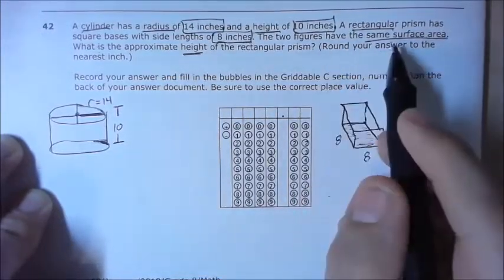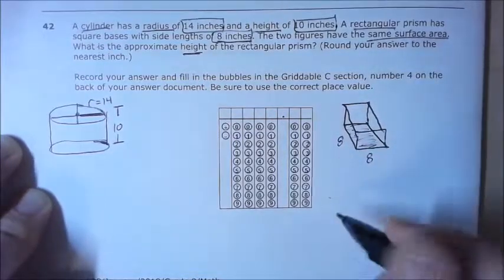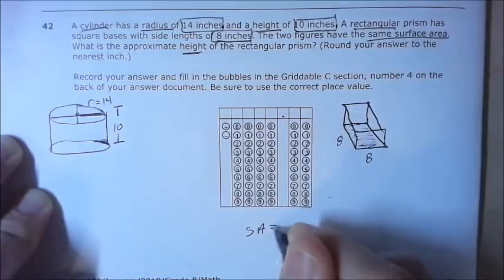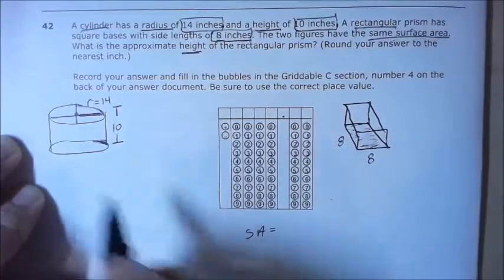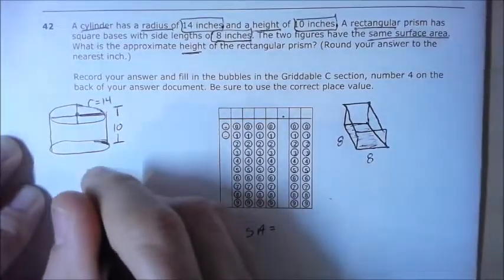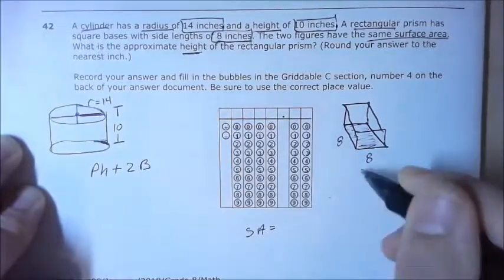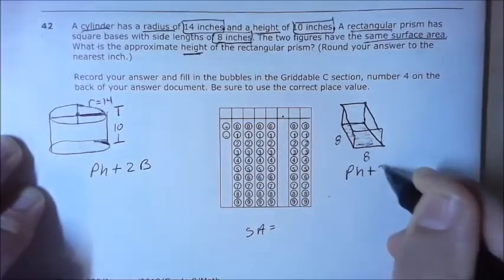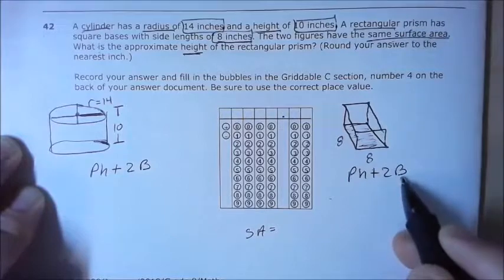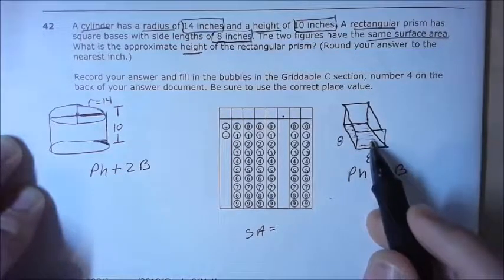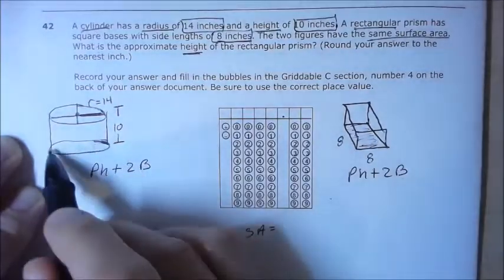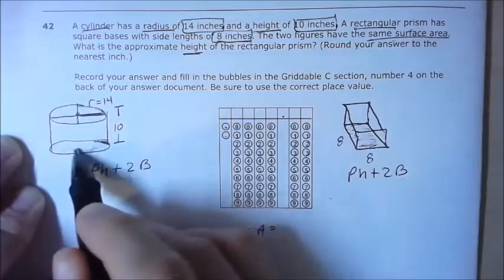And it says they have the same surface area. So if they have the same surface area, my SA for both of them is equal to the same thing. So let's find that. Remember, in order to find total surface area, because it didn't say lateral, we've got to do total, it's PH plus 2B. And the same thing goes for both of these. The only thing that changes is big B, because here our base is length times width, and here our base is a circle, so it's going to be pi r squared.